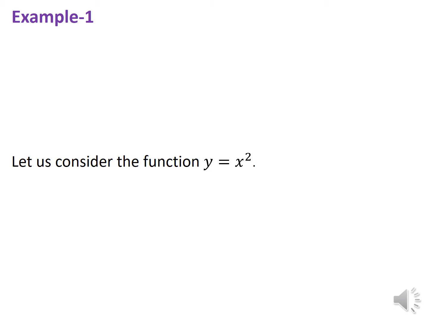So we will make our concepts clear with two examples. So here we have example 1. Here the function is given by y equal to x square. Here x is the independent variable and y is the dependent variable. So for this function, the domain will be the values of the independent variable x for which the function is defined, and the range will be the values of the dependent variable y.